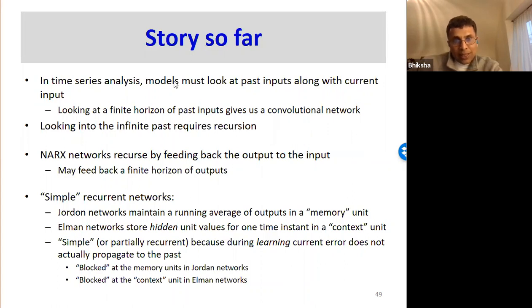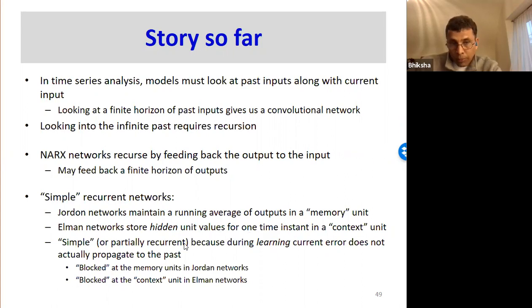In time series analysis, models must look at past inputs along with current inputs. Looking at a finite horizon of past inputs gives us a convolutional network. Looking into the infinite past requires recursion. NARX networks recur by feeding back the output to the input, and then they feed back a finite horizon of outputs. Simple recurrent networks include Jordan networks, which maintain a running average of past outputs in a memory unit, or Elman networks that store hidden unit values for just one time instant in a context unit.